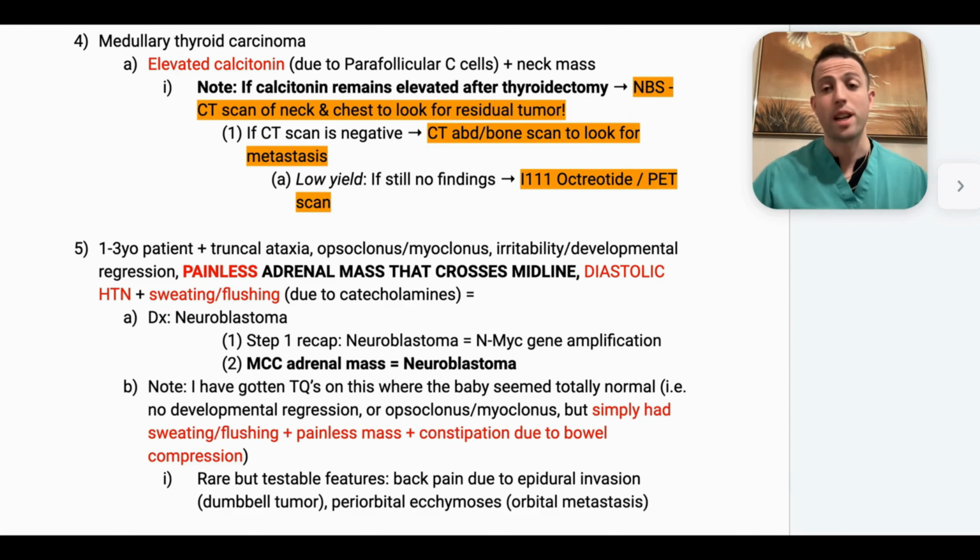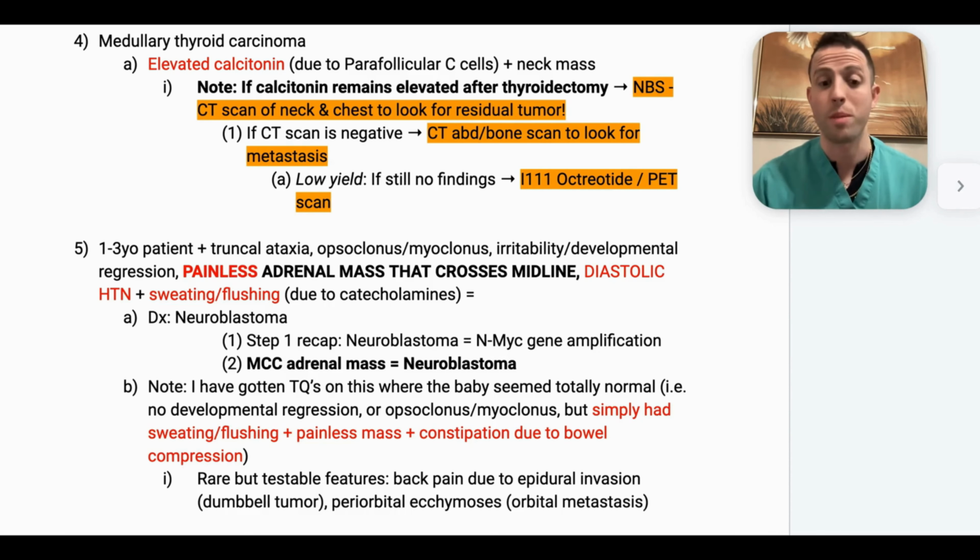And so I've gotten test questions on this before where the baby seemed totally normal, had no developmental regression, they had no opsoclonus myoclonus, no jerking or anything like that, but they simply had sweating and flushing, a painless mass, and constipation actually due to bowel compression from the mass itself. And that's obviously a very advanced neuroblastoma that would cause constipation from bowel compression.